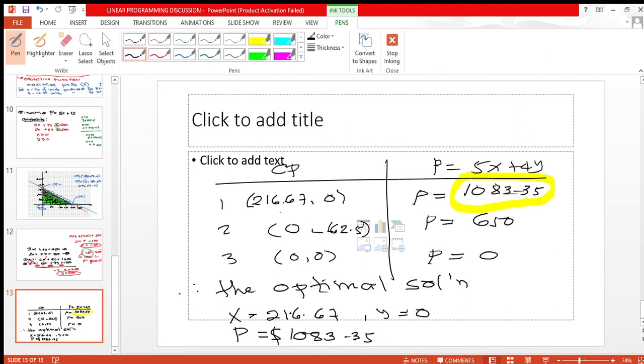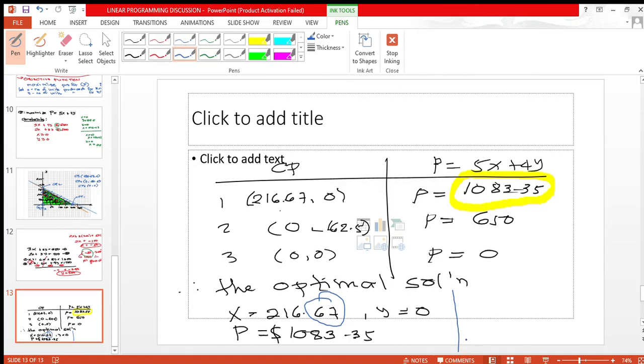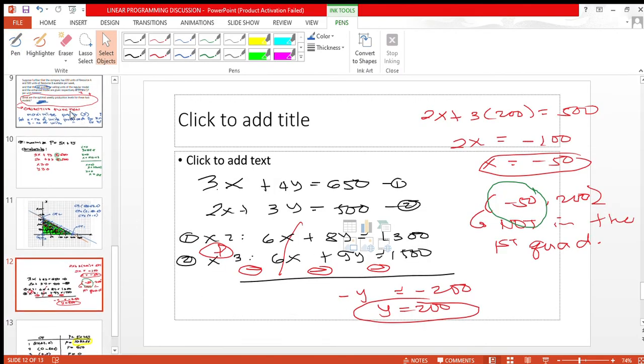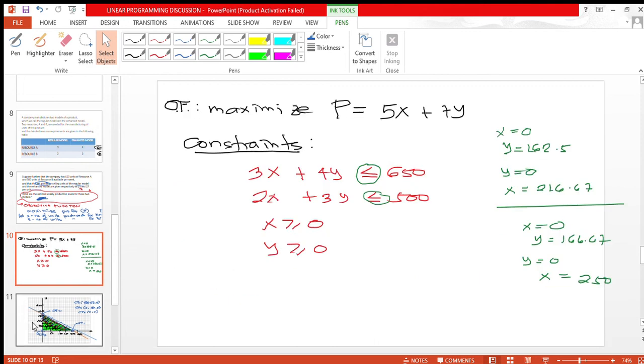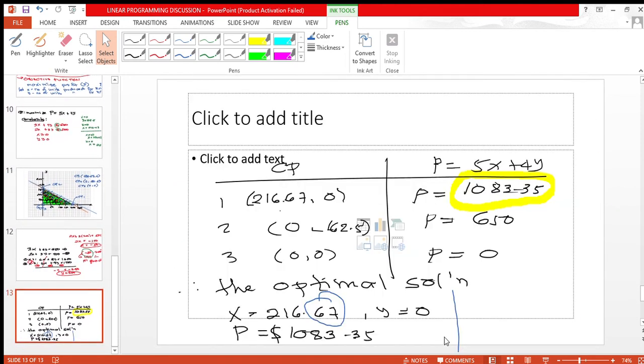Now, in this case, you might be wondering, but the result is a decimal. If the production must be in whole numbers, then we can round this off. Since this is speaking about the regular model and this is a product, it must be in terms of full numbers. Therefore, we can revise this. Technically this is the optimal solution, but if we follow the production procedure, we have to round this down. So the nearest whole number for x will be 216. y would still be 0.